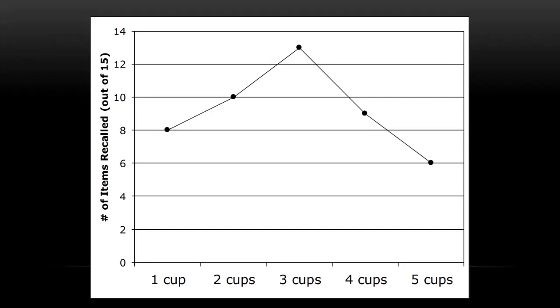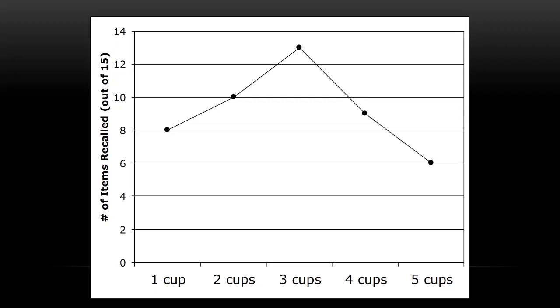The 2 cup group remembered on average about 10 out of 15, and the 3 cup group got about 13 out of 15. And then beyond that, performance starts to decline, and we see that performance declines down to 9 out of 15 for the 4 cup group, and even a 5 cup group got 6 out of 15.